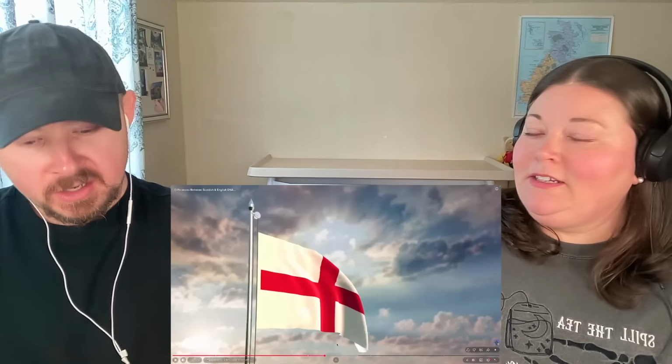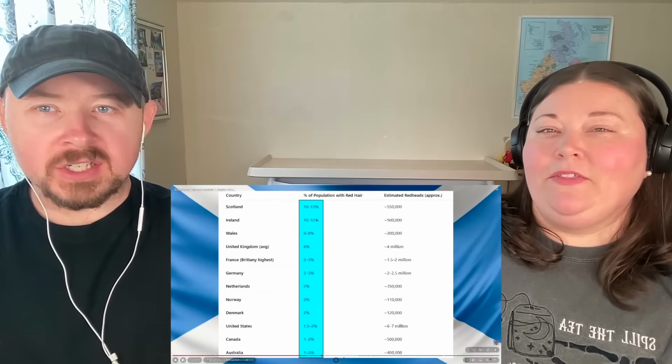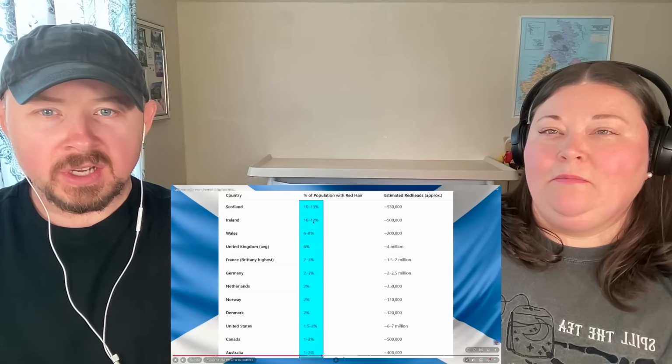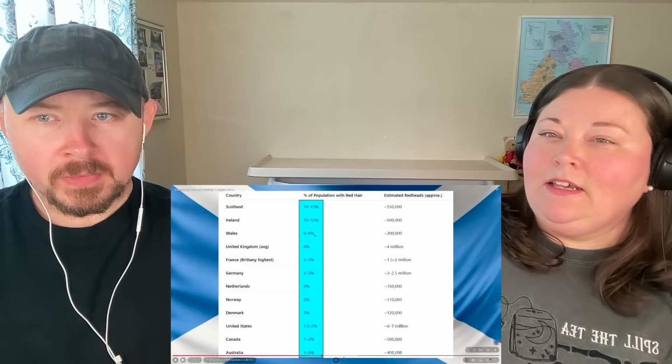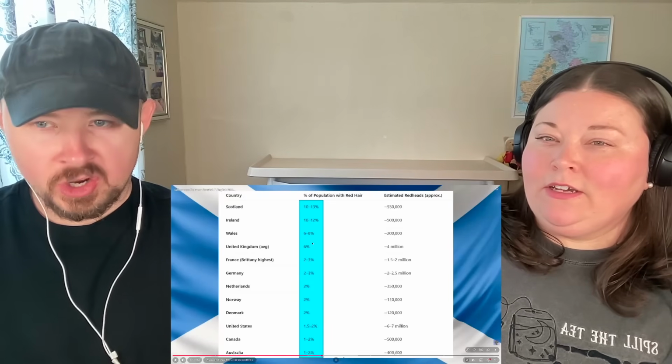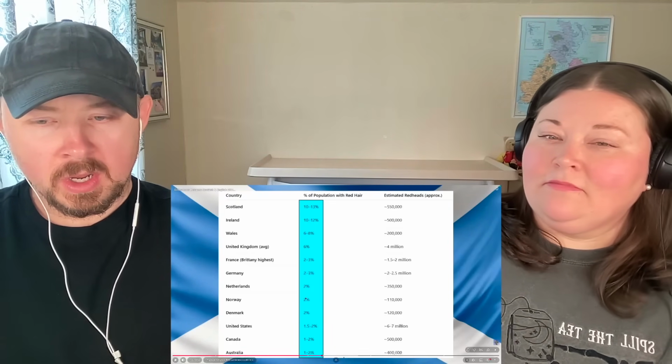I love red hair. Look at that. I know. Did you see, Ireland and Scotland are about the same in terms of redheads, but Scotland is a little ahead. Right. And then Wales. And then the UK in general, an average in France, Germany, Netherlands, Norway, Denmark.